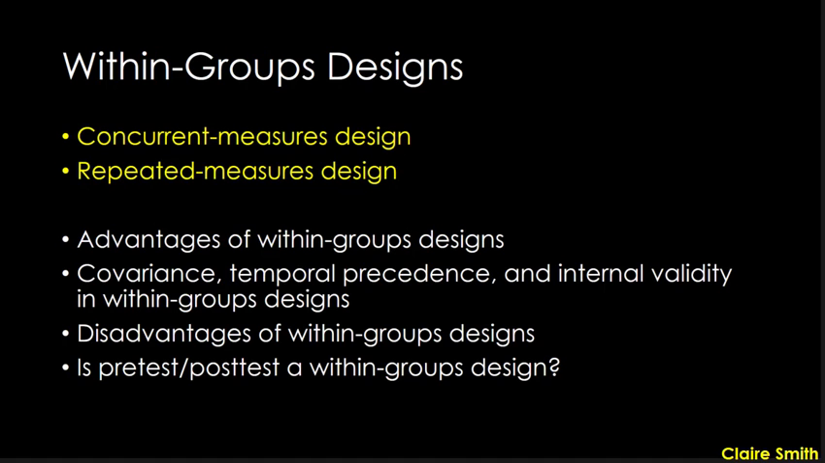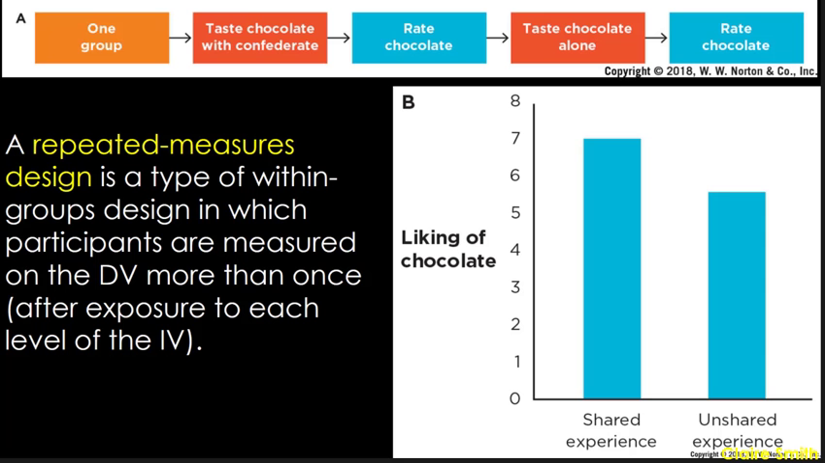Independent group design. Within group design has two different types: concurrent measures and repeated measures design. We're going to talk about some advantages, establishing causal criteria, disadvantages, and looking at pre-test, post-test within groups. Okay. So the first type of within group design is the repeated measure design.